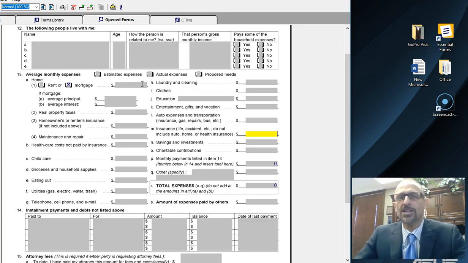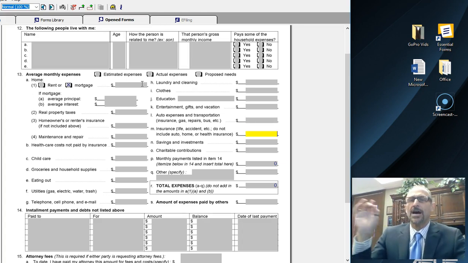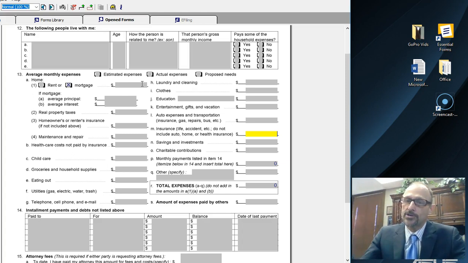M, insurance. This is life insurance, accident insurance. Do not include auto insurance, home insurance, or health insurance. So this is like life insurance or accident insurance.